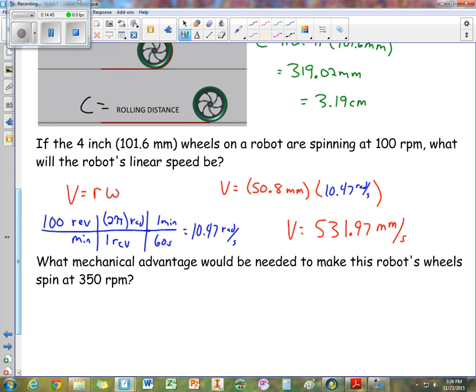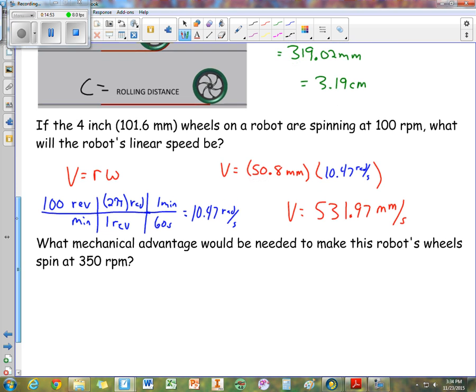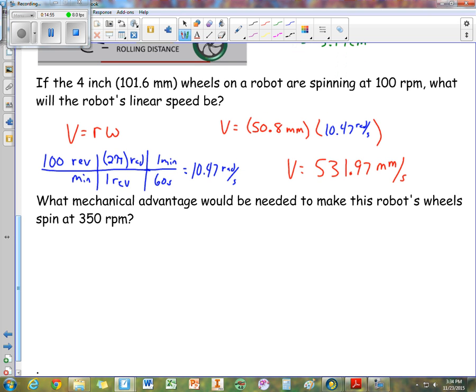So this linear speed then would be 531.97 millimeters per second. Or, if you would prefer to have it in meters per second, this would be the same thing as 0.531 meters per second, or 53.1 centimeters per second.